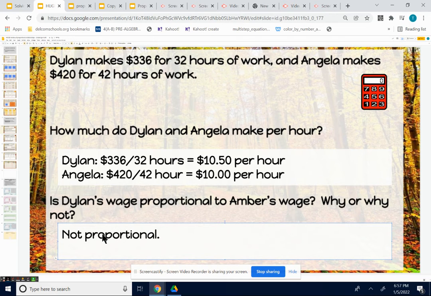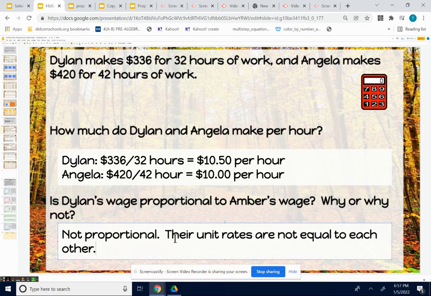Because really what you're doing is looking at two rates. The $10.50 per hour is a rate. The $10 per hour is a rate. And those are not equal to each other, and that's what proportional means, that the rates have to be equal to each other. So this is not proportional. Their unit rates are not equal to each other. To be proportional, the rates have to be equal.